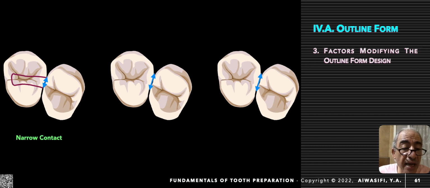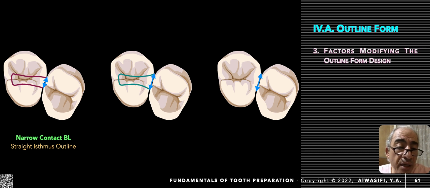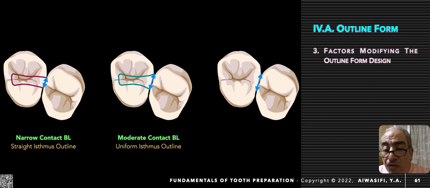This is called straight outline in case of narrow contact buccolingual. If the contact is moderate, especially in the buccal area, you note that the outline is changed to be much more uniform in a curved pattern, to allow the wall of the isthmus to be in the embrasure. Then this is straight and this is uniform. In case of moderate contact buccolingually, the uniform isthmus outline will take place.